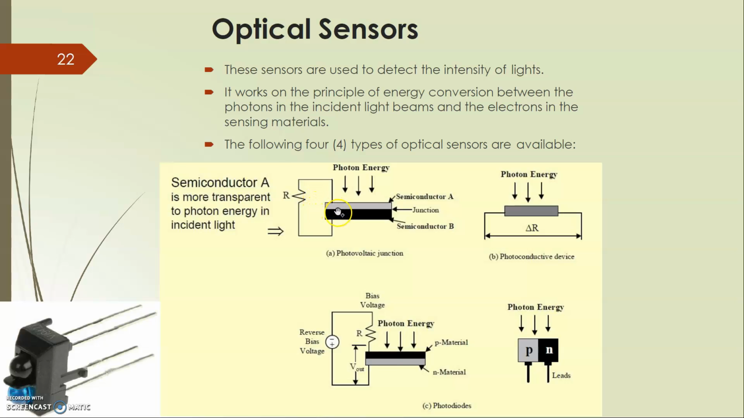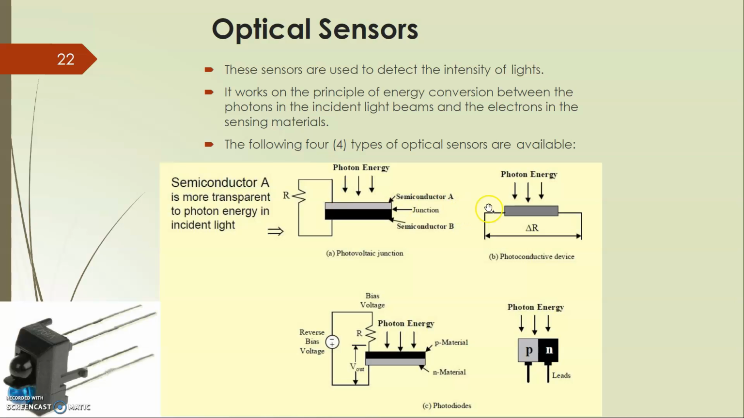The current will rise when photon energy falls on the junction. This current is measured across the resistance, and we are able to identify the quantity of light intensity falling on the surface.